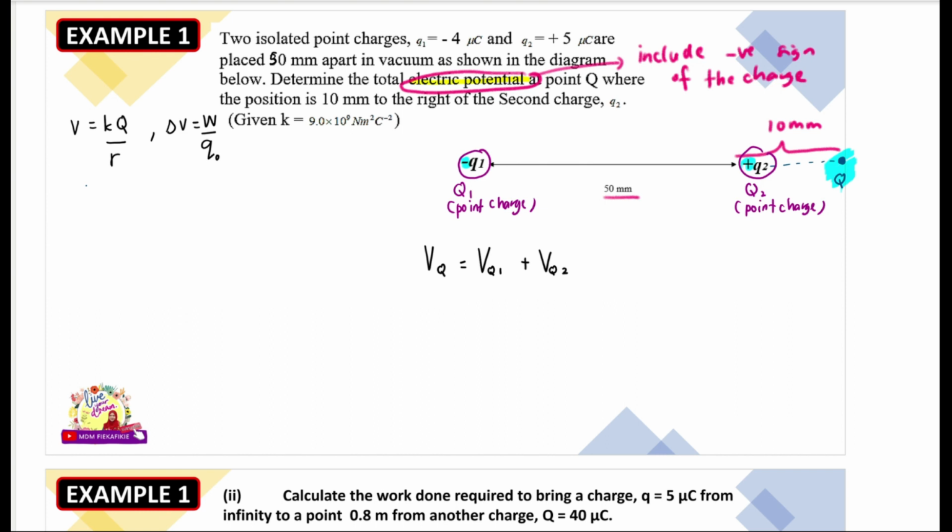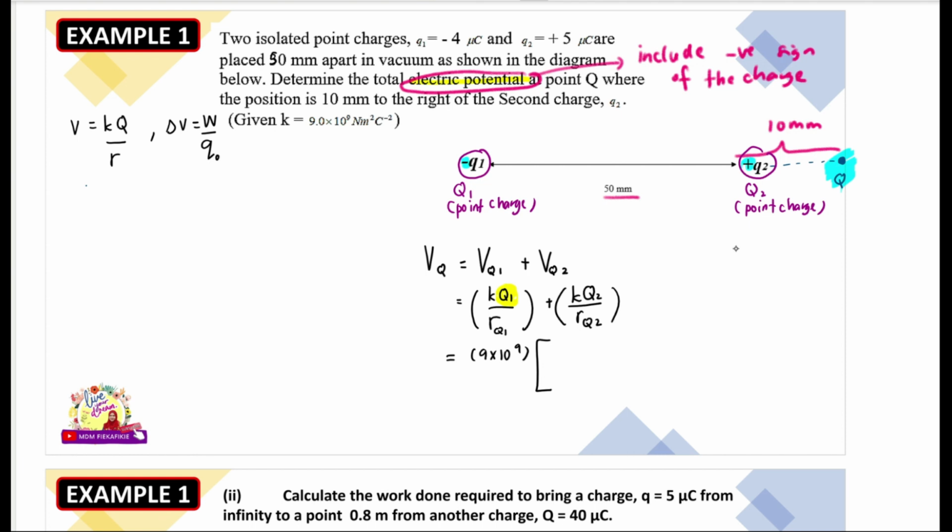Now let's substitute in this equation: KQ1 over R1, where RQ1 is the distance between point Q and charge 1, plus KQ2 over RQ2. So we can calculate. 9 times 10 power of 9 is K, which we can factorize. Here I highlight Q1. Which is Q1? This one. Our Q1 is negative, so make sure to include the negative in the calculation.